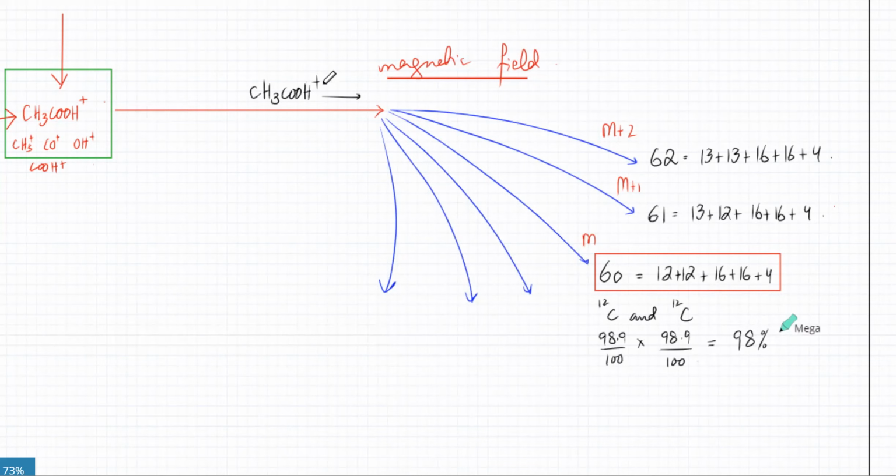What about this other one? Let me bring this down a little, just a second. What about getting the M+1 peak? What's the probability of that? Just a second.